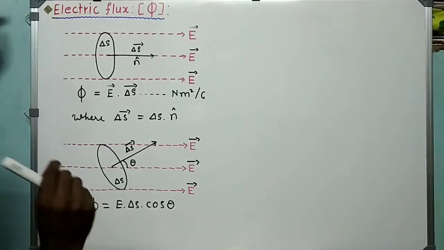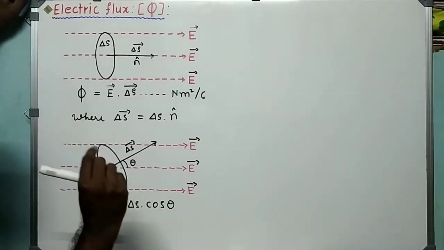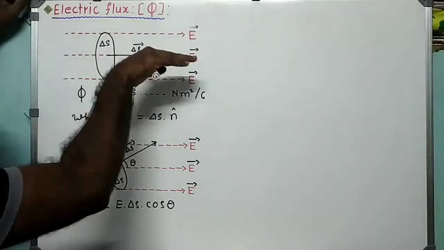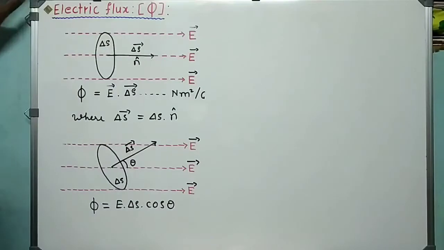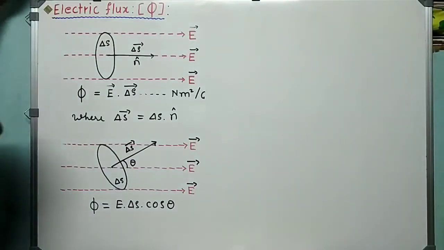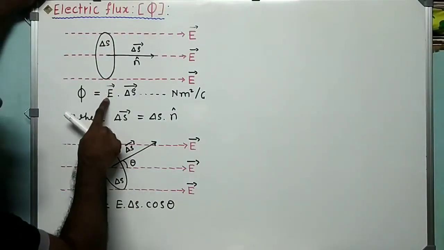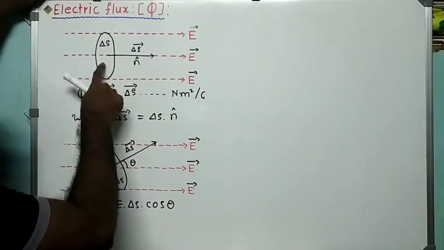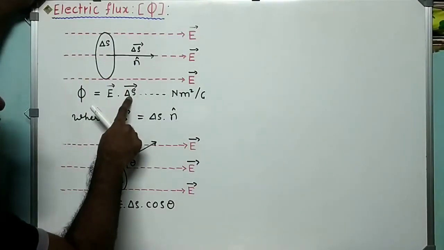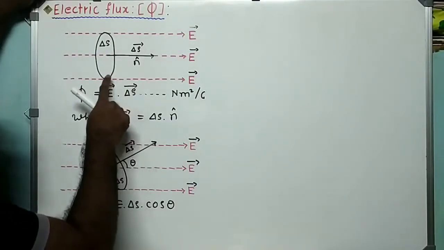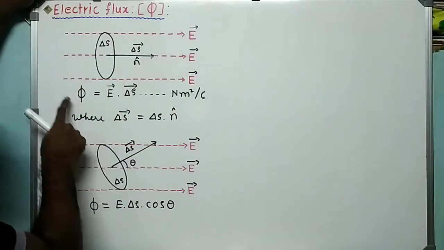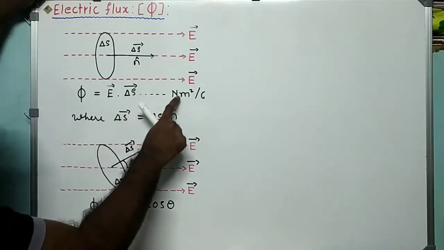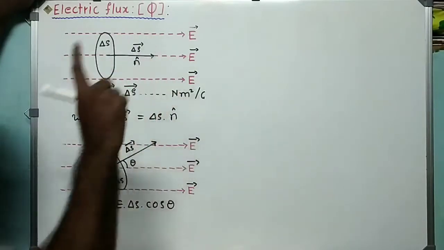The total number of electric field lines passing normally through a unit area of the surface is called electric flux. How is it measured? If you multiply the electric field surrounding the area and the area of the surface, you will get the total number of field lines passing through the unit area of the surface, which is called flux. The SI unit of flux is Newton meter square per coulomb.